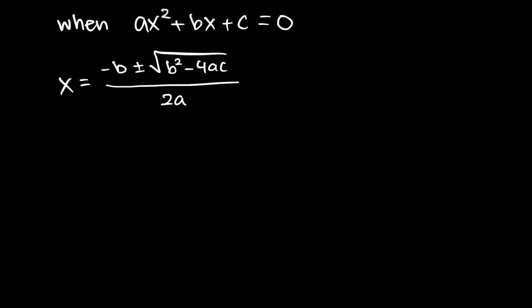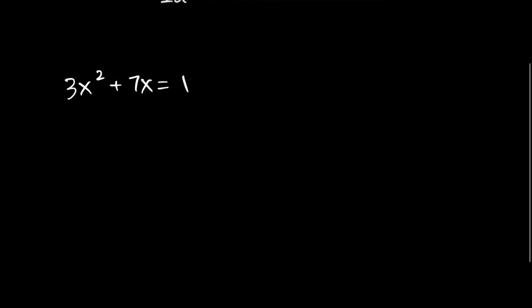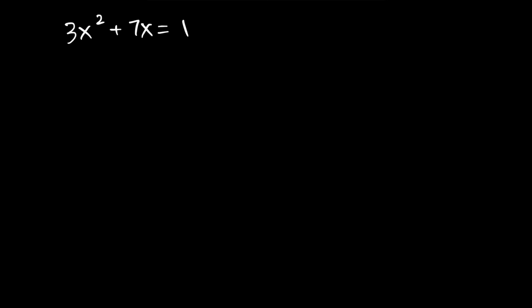So let's actually get started with some examples now to see this formula in action. So the first example we have is 3x squared plus 7x is equal to 1, and we want to solve for x. So how can we do that? Firstly, we want to make sure that one side of the quadratic is equal to 0, right? So no matter what method you're using, factorization or using the formula, you want to make one side equal 0 first. So I'm going to do that by subtracting 1 from both sides.